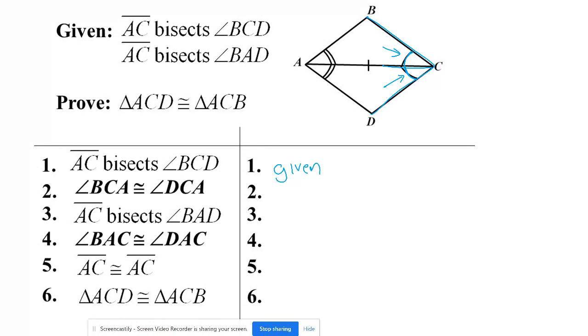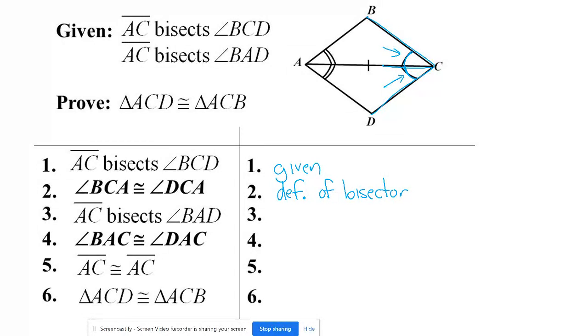And the reason we're going to give for that is, and remember from when we did proofs before, a lot of times your reasons are definitions. We're going to say definition, and I'll write def. to abbreviate that, of bisector. Because a bisector is something that cuts something else into two equal parts. So if AC is a bisector, it's going to cut our angle into two angles that are exactly the same. So that's how we know that.